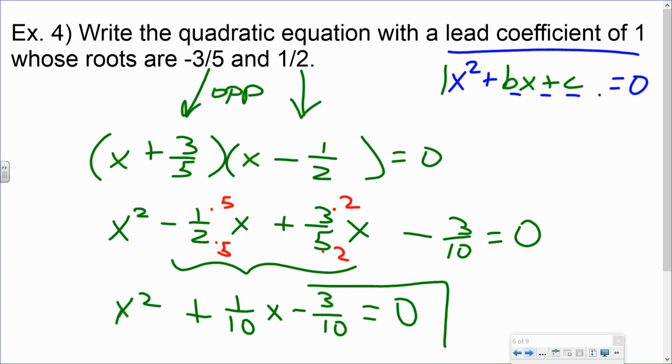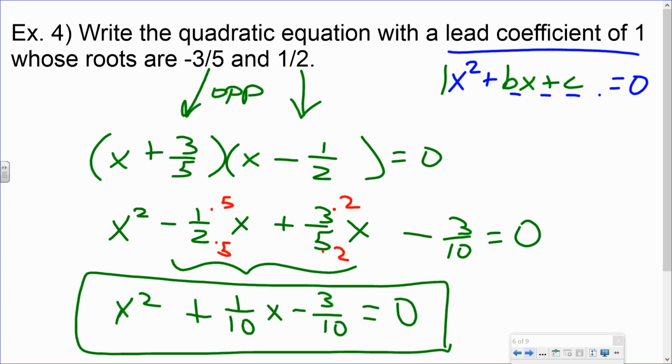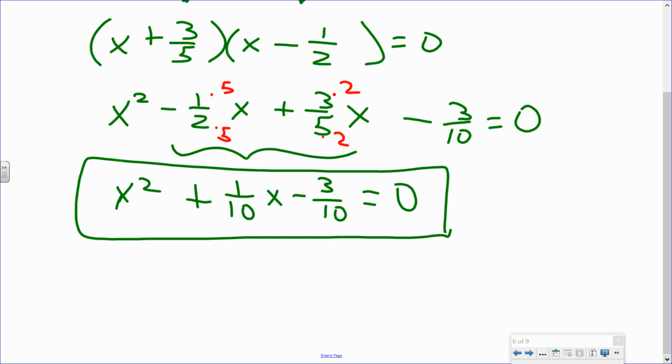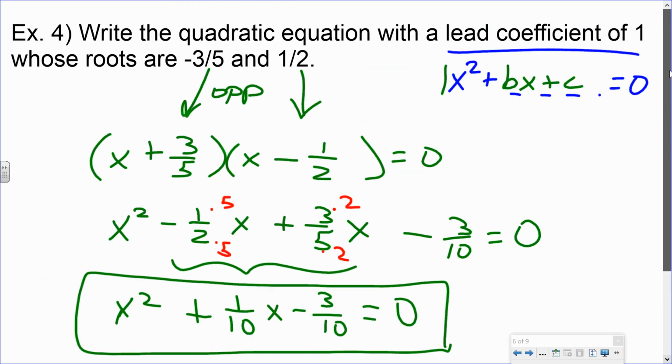And that is our answer, even though it has fractions in it. Even though it is equivalent, and when we start doing some other kinds of equations, there will be times when we get rid of fractions. Your answer to this is not 10x squared plus x minus 3 equals 0. Even though that would have the same roots, it does not start with 1. The directions said that this must start with 1. Does that make sense? I need those textbooks closed. This is not a time to start on homework.